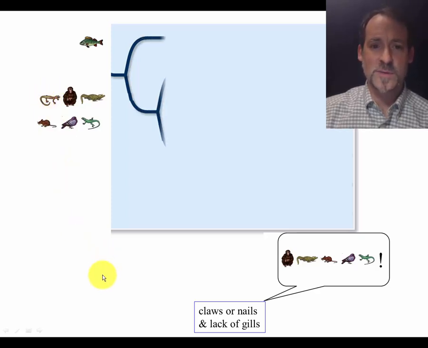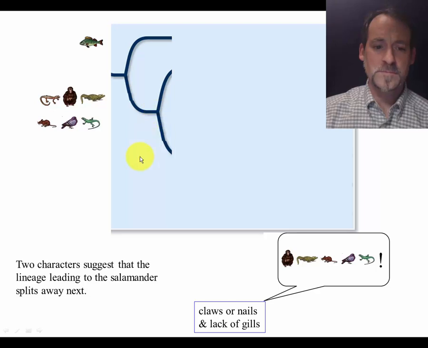What does that imply? Well, it implies that the lineage leading to all these species splits, and the salamander went one direction. Okay, after the speciation event, one of these lineages led to the modern day salamander, and the other one leads to all of these species.